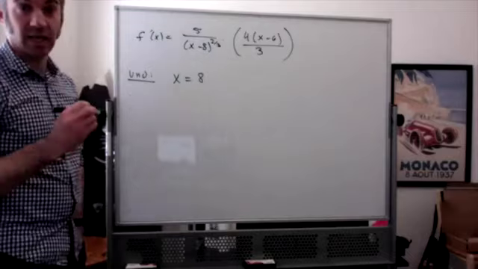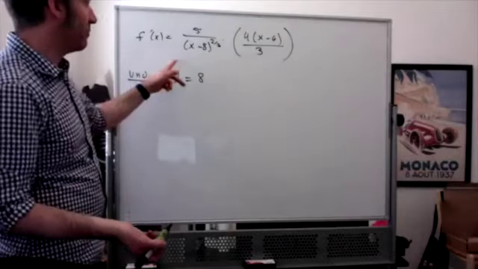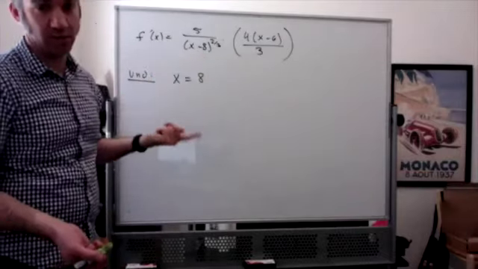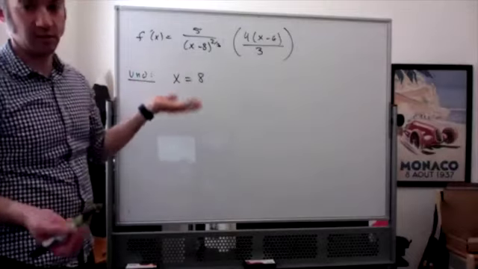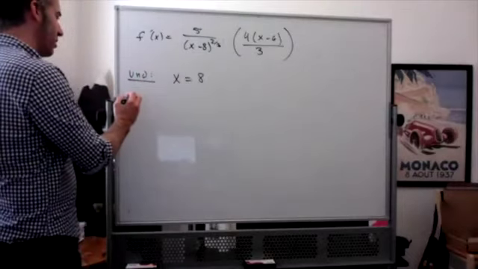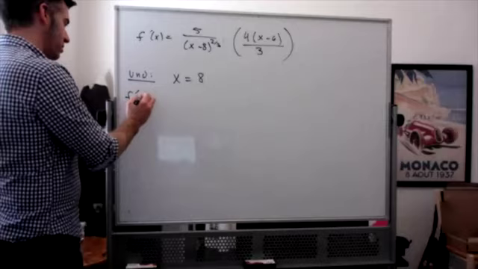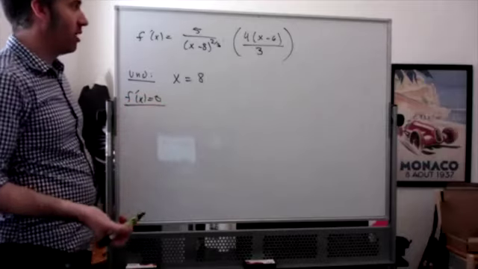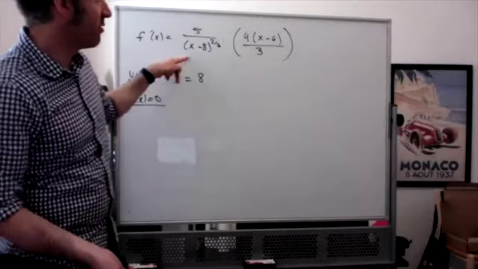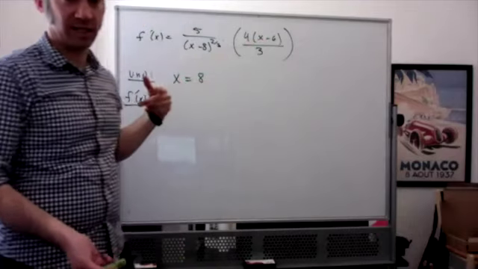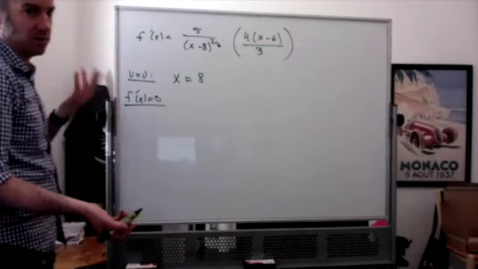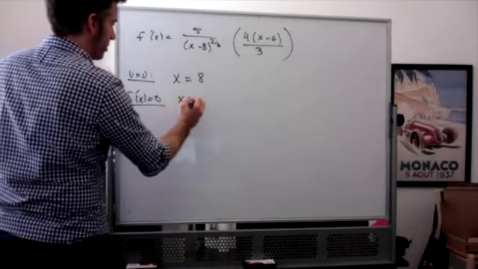X equals 8 makes it undefined. If you plug in 8, you get 8 minus 8 in the denominator, so 0 in the denominator, which means undefined. What makes it equal to 0? Well, not 8. But if you plug in 6 for x, you get 6 minus 6 in the numerator, which is 0, and 0 times anything is 0.